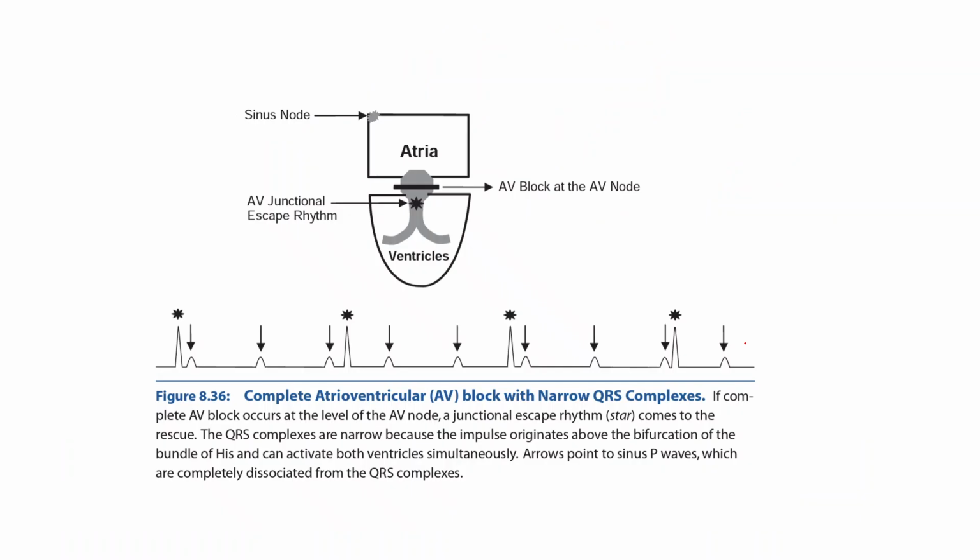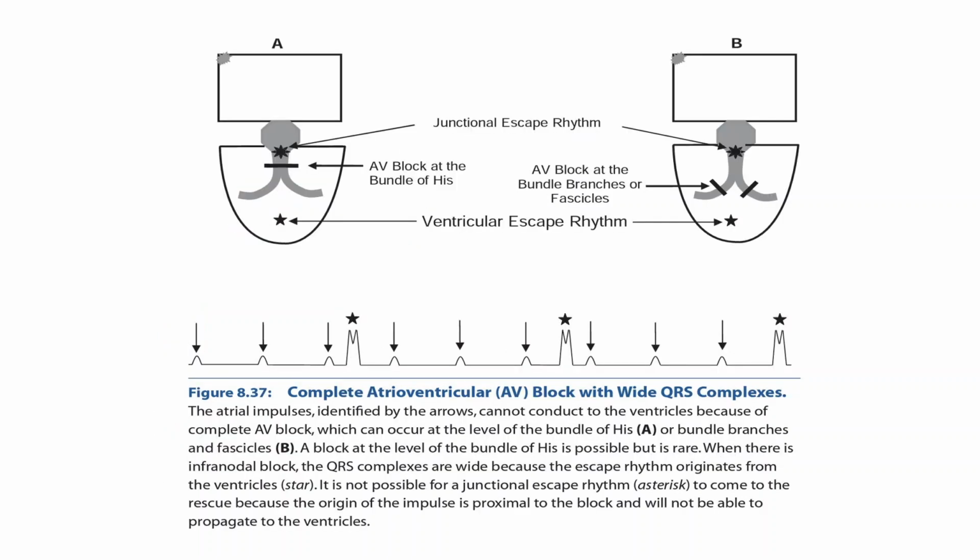Okay, this thing I have already told you. Now you can see this has a narrow QRS complex. Complete heart block with narrow QRS complex, so this is junctional rhythm. Here the escape rhythm is junctional rhythm. This is AV block with wide QRS complex, so here the escape rhythm is ventricular escape rhythm. That means the ventricles are producing the impulses.